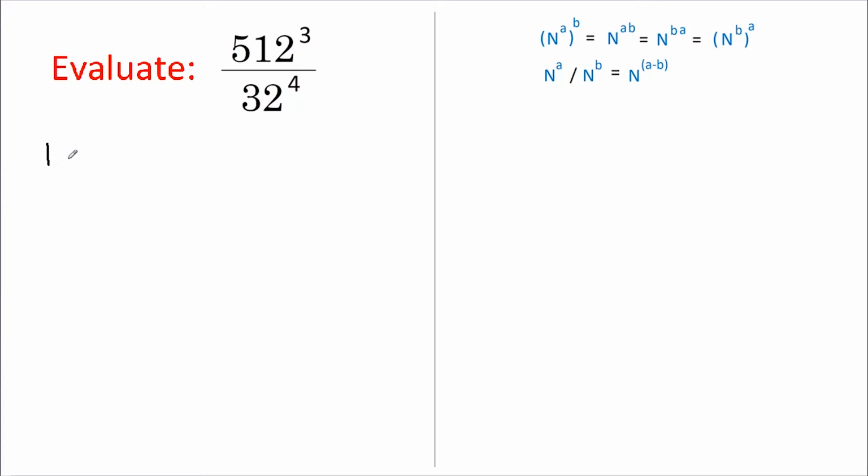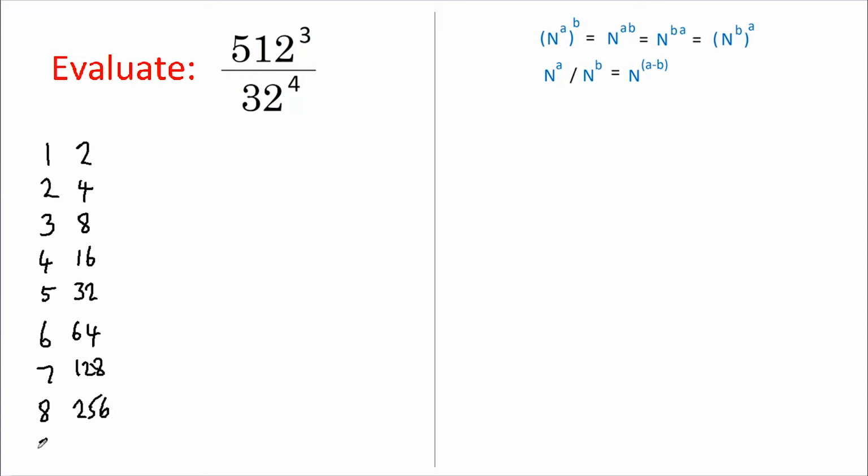2 to the power of 1 is 2. 2 to the power of 2 is 4. 2 to the power of 3 is 8, etc. So 2 to the power of 4 is 16, 5 is 32, 6 is 64, 7 is 128, 8 is 256, and 9 is 512. So 512 is 2 to the power of 9, and 32 is 2 to the power of 5.